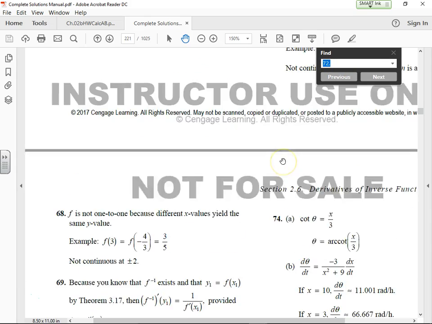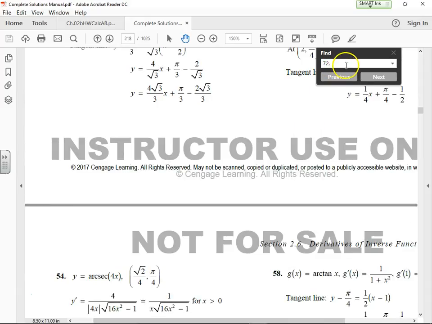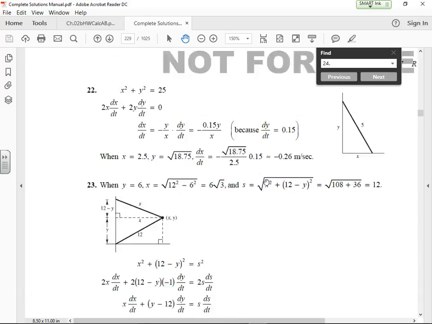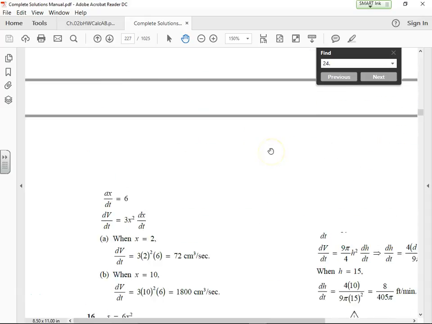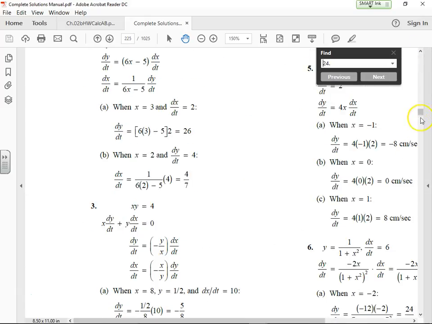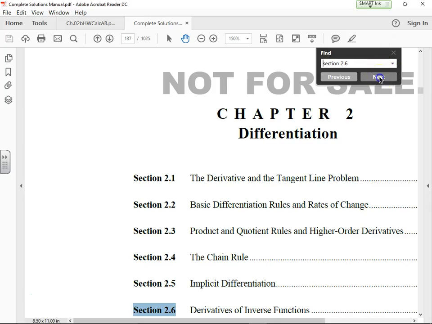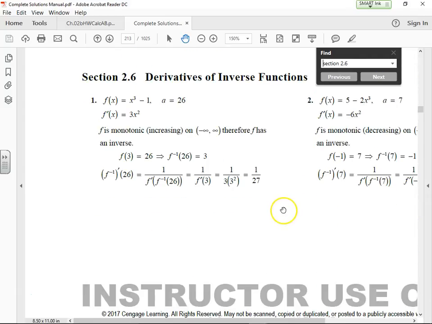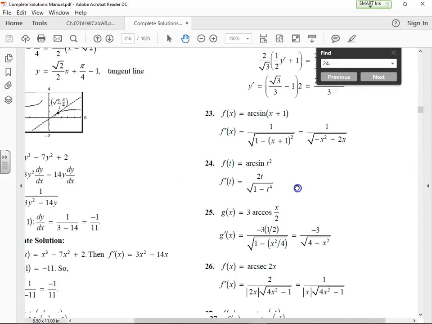That was it. So where do we start for 2B? Nope, we're in the wrong section. Okay, 24? Yeah. 24.